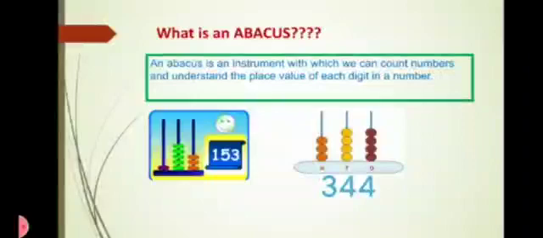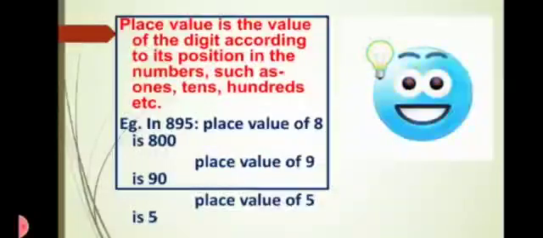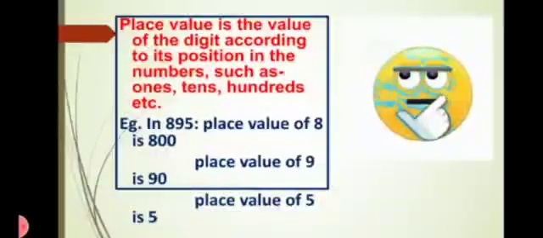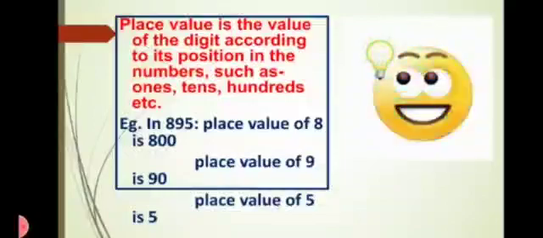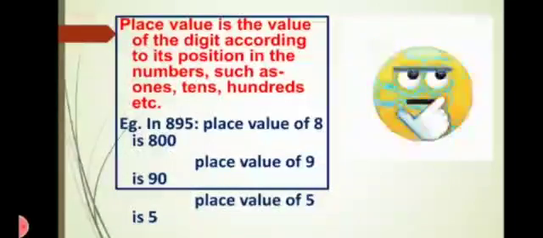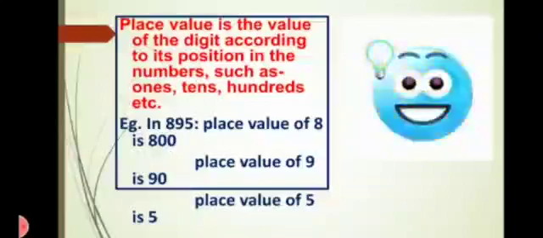Now I hope that the abacus is very clear to you. So let's move on to the next concept. Place value. Place value is the value of the digit according to its position in the number, such as ones, tens, hundreds, etc.